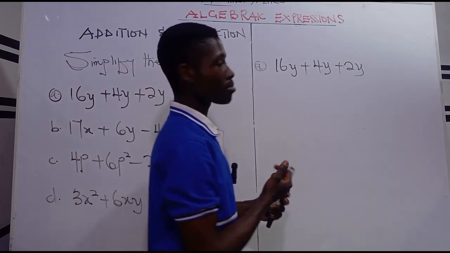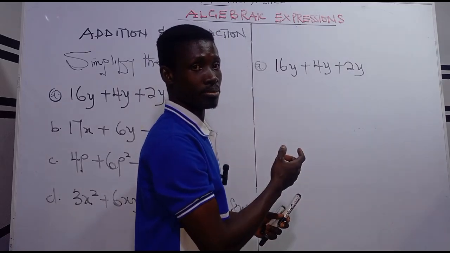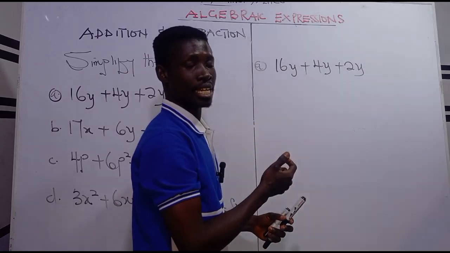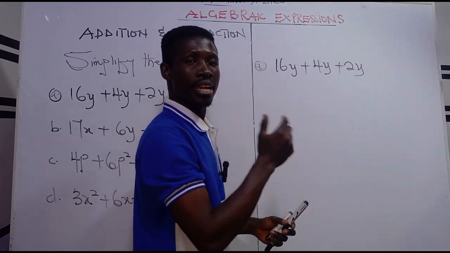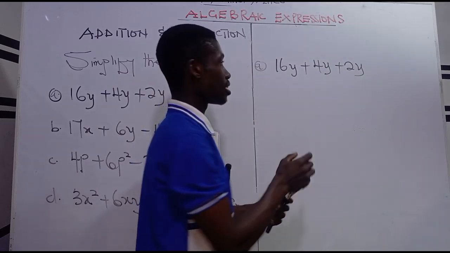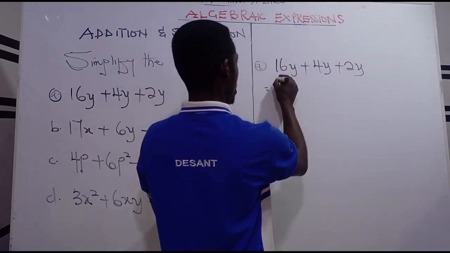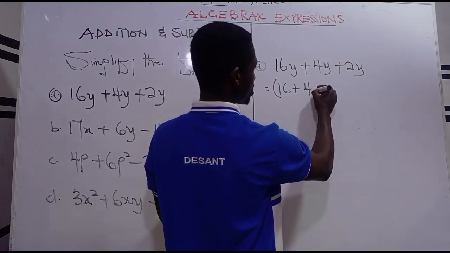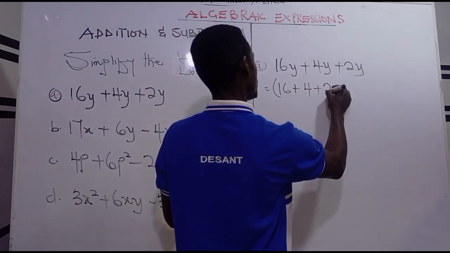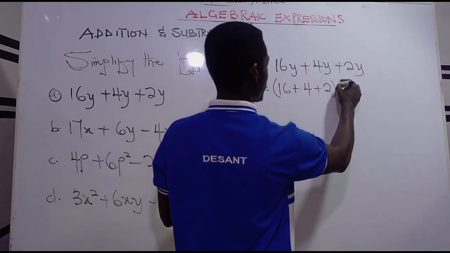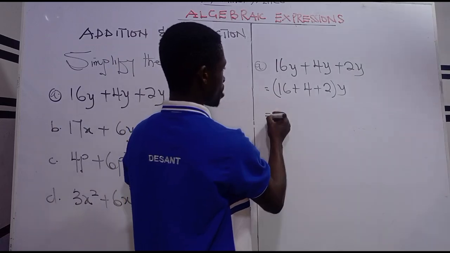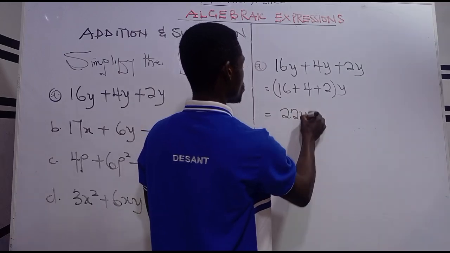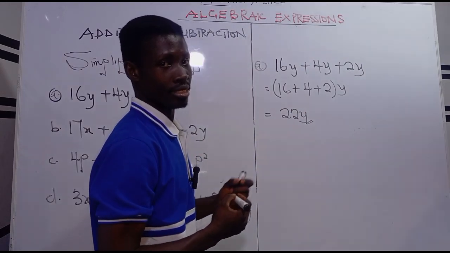Now, as I said earlier on, after grouping the terms into like terms, in adding and subtracting them, we are going to pick the coefficients of these like terms. We add them or subtract them together, and then after that, we attach one of the variables to it. So we are going to pick the coefficient of the first term, we add it to the second term, and then we add it to the coefficient of the third term, and then we attach one of the variables to it. So we are going to get 16 plus 4 plus 2 give us 22. So we have 22y. Very easy and then simple.